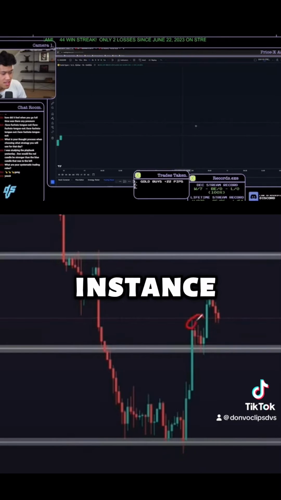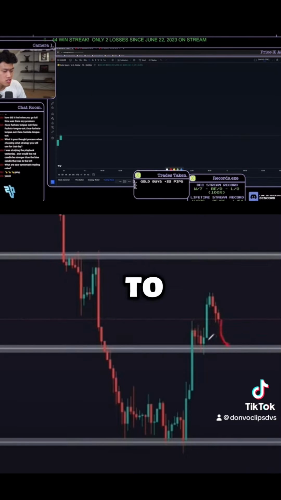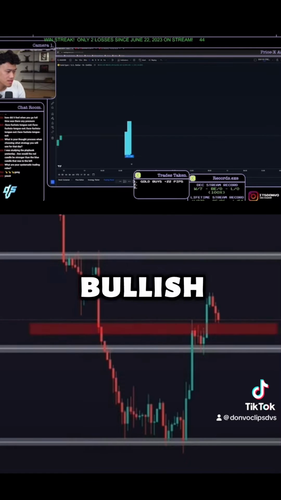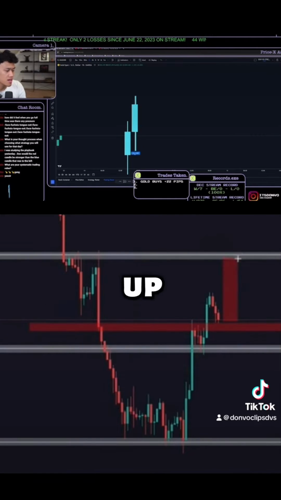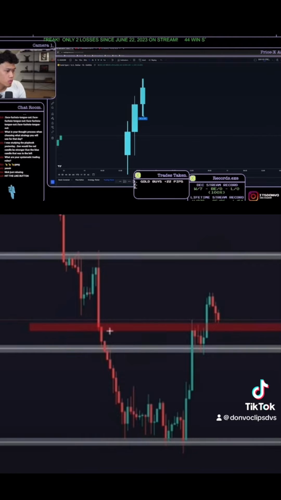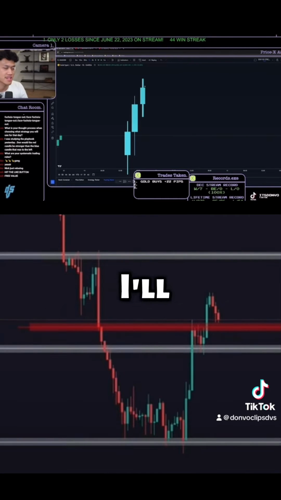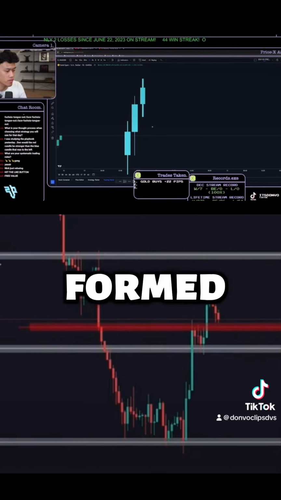So for instance, if price continues to drive up like this, and I notice there's just constant bullish pressure here, this is just pushing up, I wouldn't take a buy off the rip. Why? Because I understand at any given point it could grab liquidity. So in this situation, I'll say, okay, you know what? I'm gonna wait for liquidity to be formed.